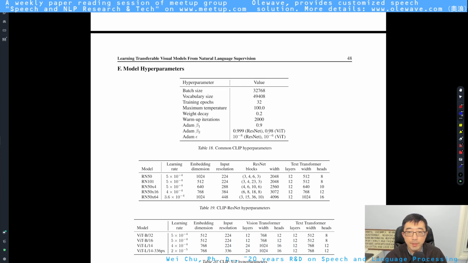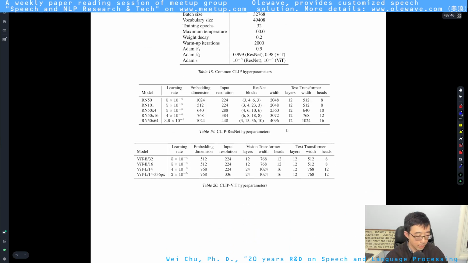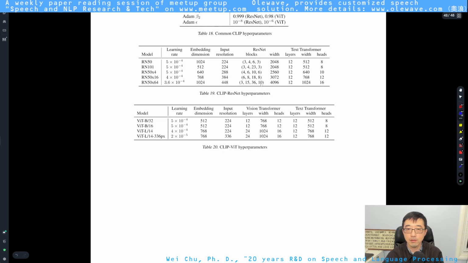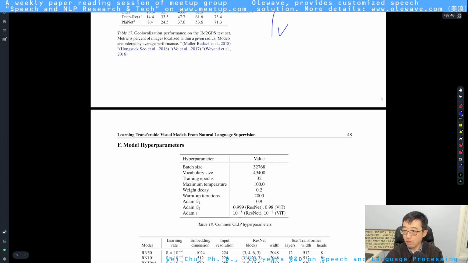Model hyperparameters. I think these are some parameters; if you're really interested in playing with the experiments mentioned in this paper, you should look into this. Right.